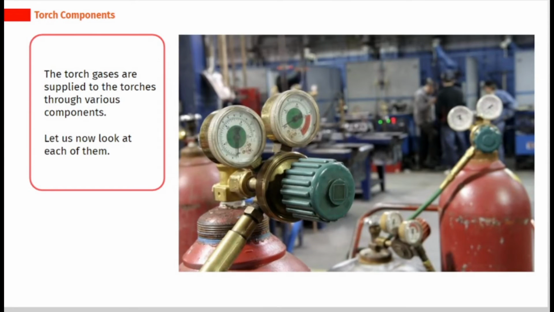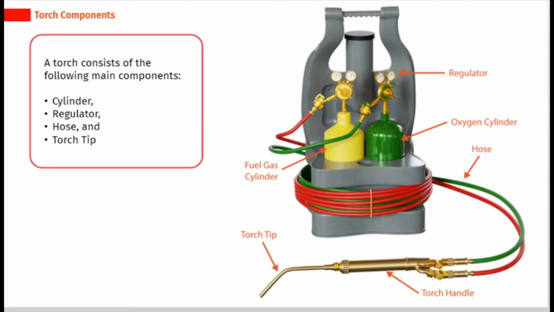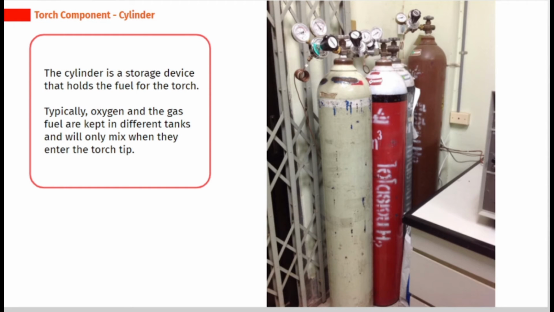The torch gases are supplied to the torches through various components. Let us now look at each of them. A torch consists of the following main components: cylinder, regulator, hose, and torch tip. The cylinder is a storage device that holds the fuel for the torch.